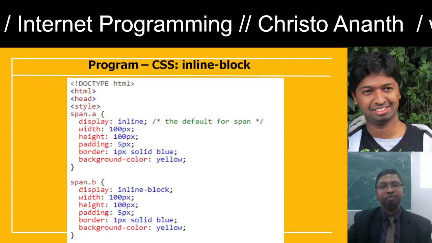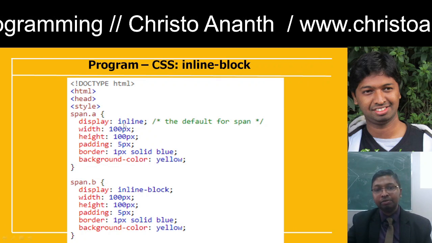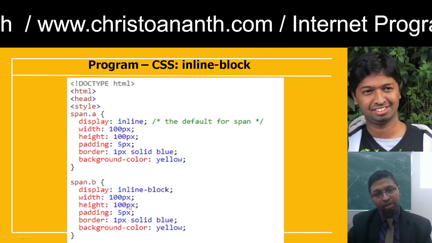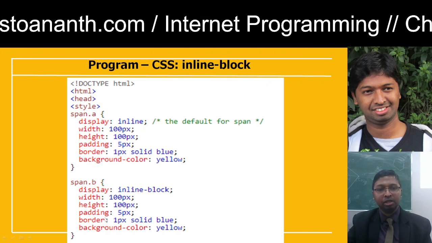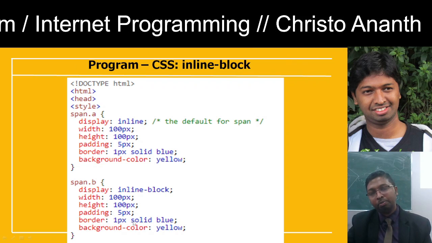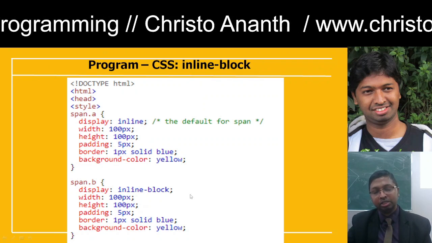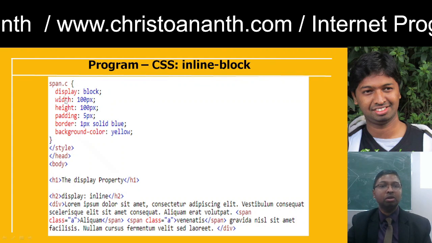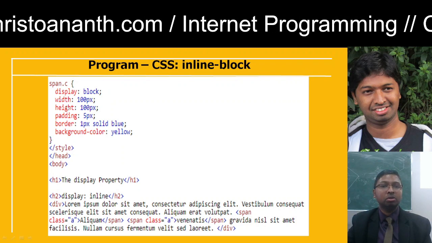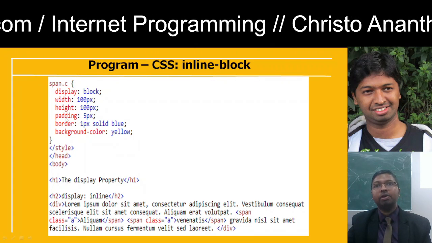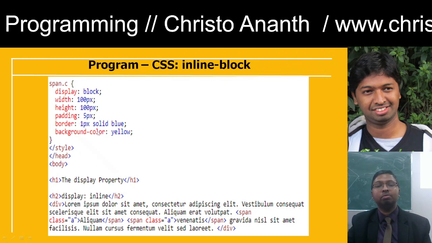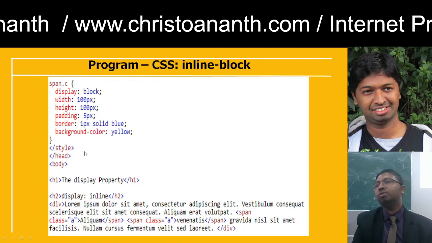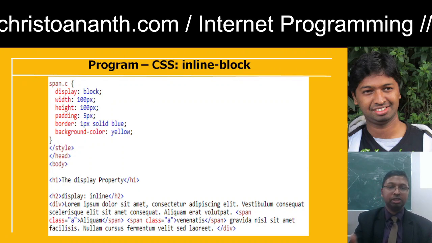Similarly for span B, instead of inline you have inline-block, with width 100 point, height 100 pixel, padding 5 pixel, border 1 point solid blue, background color yellow. And similarly for span C, you specify display block, width 100 point, height 100 point, padding 5 point, border 1 point solid blue, background color yellow. Close the style, close the head, and then go with the body. Here you specify the display property.